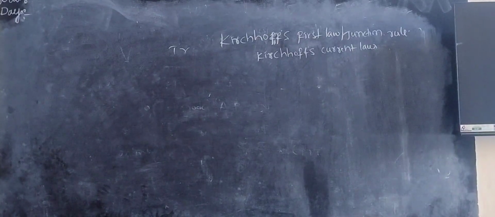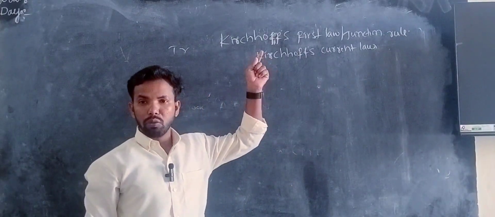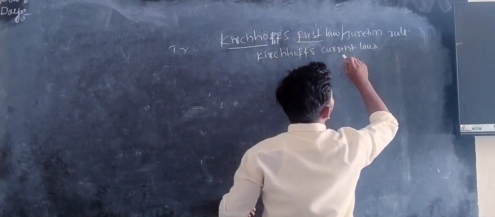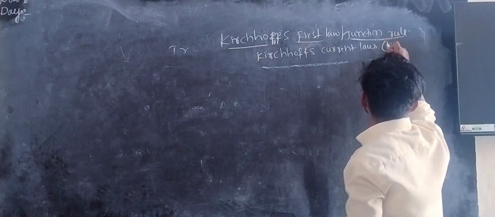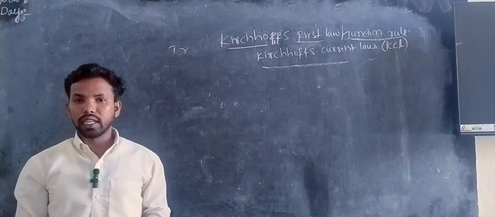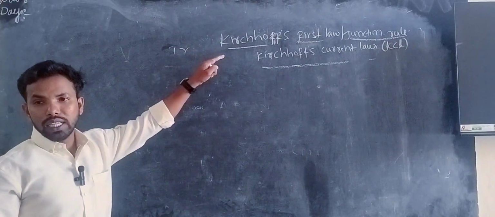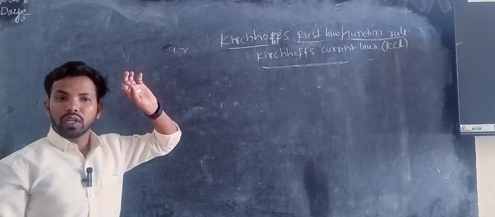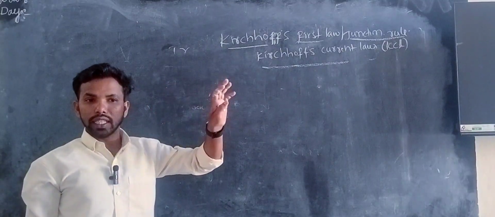Next we will study the most important topic of this chapter. One numerical question you can expect from this. Kirchhoff's first law, also called the junction law or Kirchhoff's current law, or KCL. These three names are for one law only. A junction means where three or more conductors meet. At that point the current entering is equal to the current leaving.